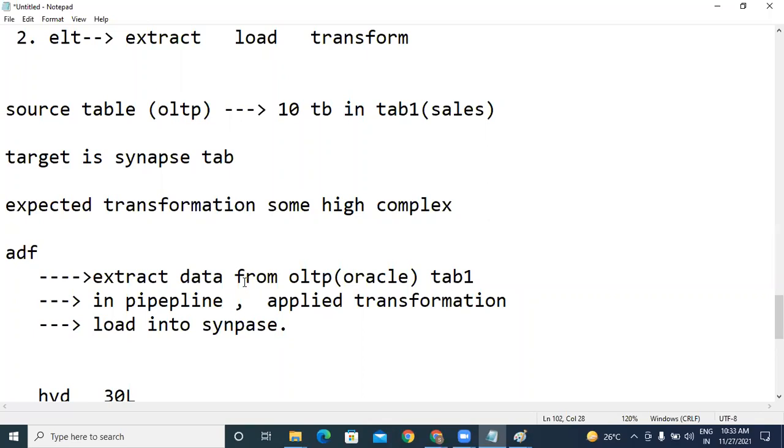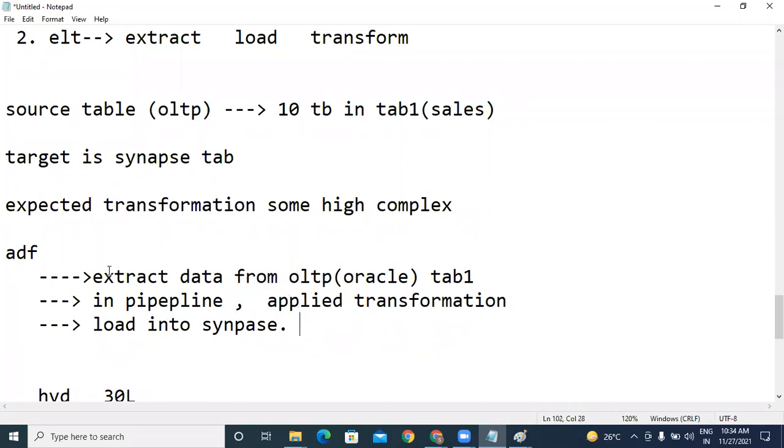So what is my source? Is it in cloud or on-premise? My source is on-premise. I am extracting data, running some transformation, and then finally loading into Synapse. If this work is executed by ADF itself, it may take hours or even days. Got it?